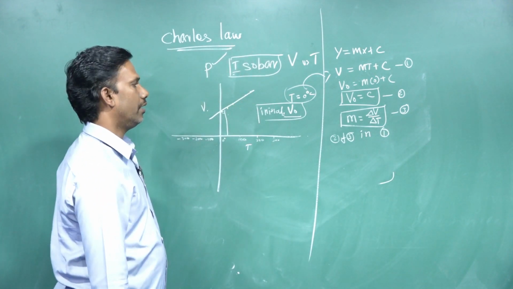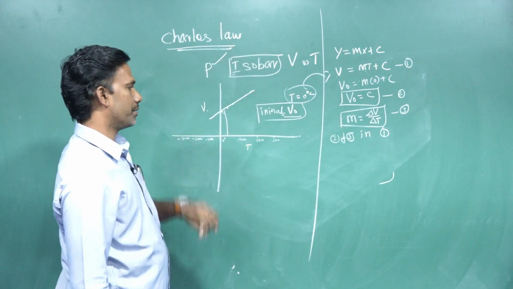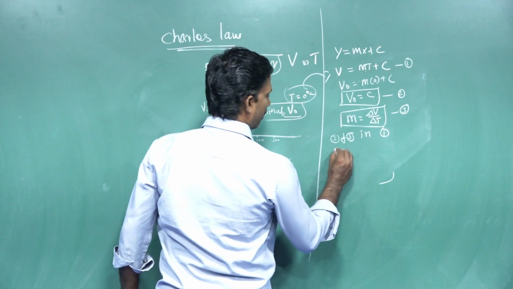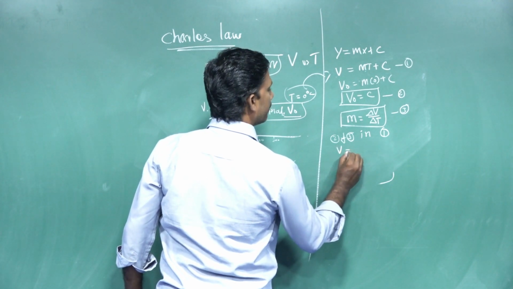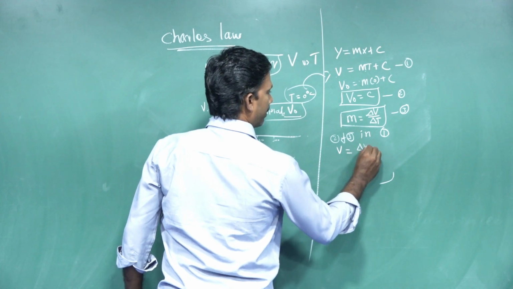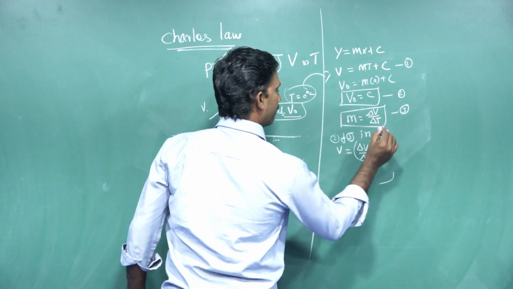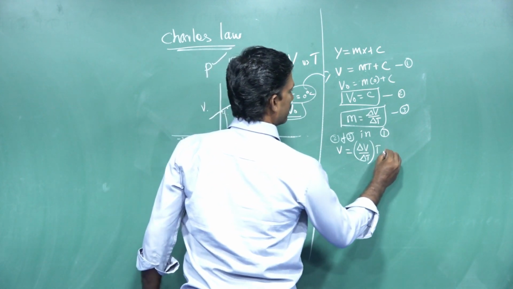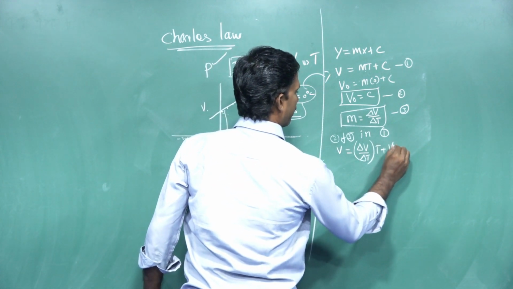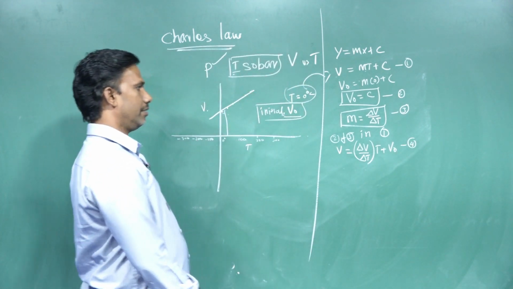Substitute 2 and 3 in equation 1. Then it will become V equals del V by del T into T plus C equals V0. This is equation number 4.